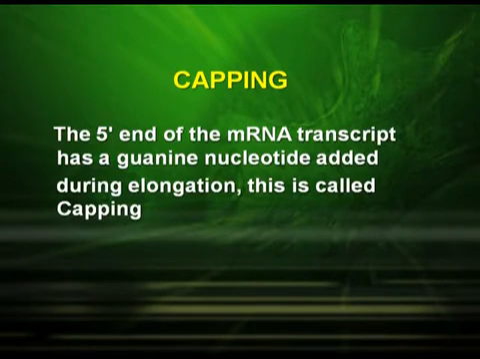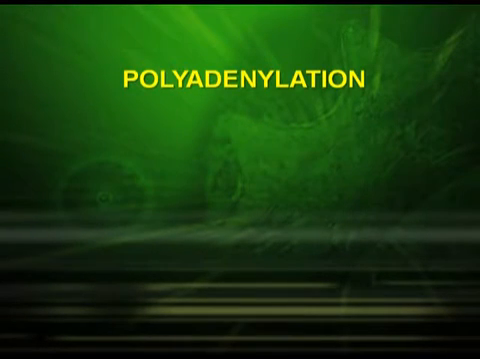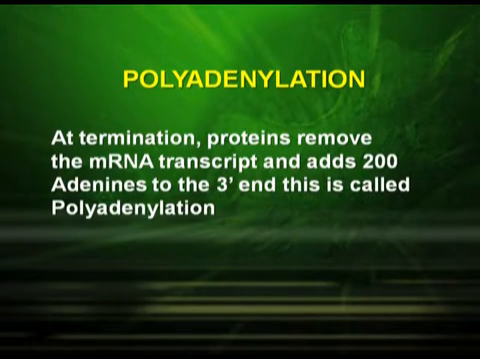Now, let us see each type of modification. The first one is capping. The 5' end of the mRNA transcript has a guanine nucleotide added during the elongation, and this is called capping. The second modification is polyadenylation. At termination, the protein removes the mRNA transcript and adds about 200 adenines to the 3' end, and this is called polyadenylation. And the third modification is splicing.